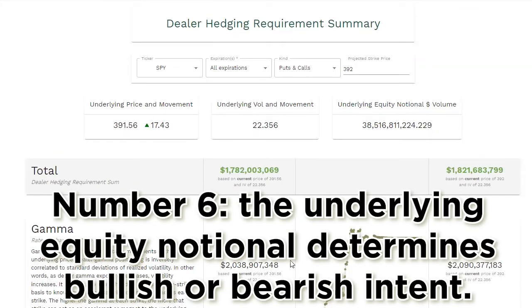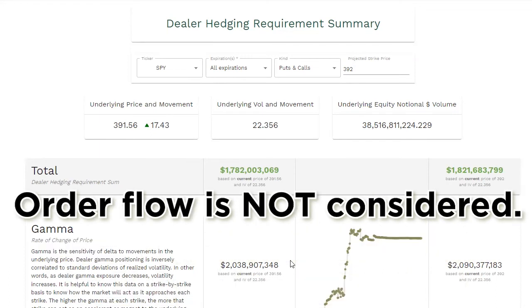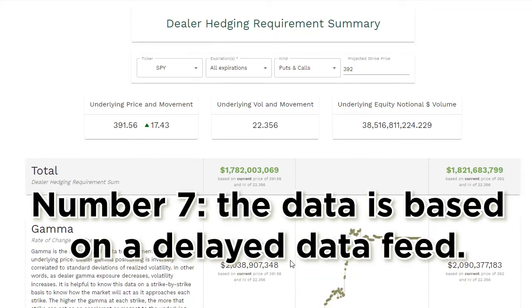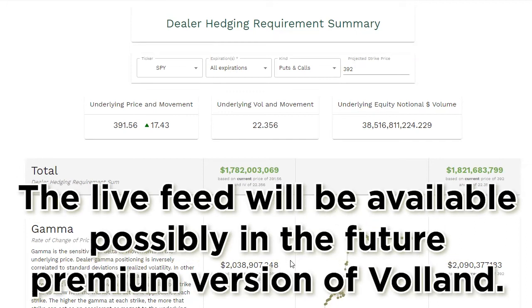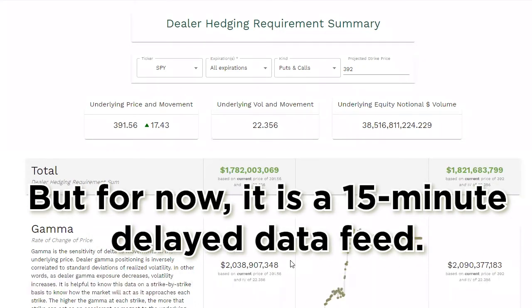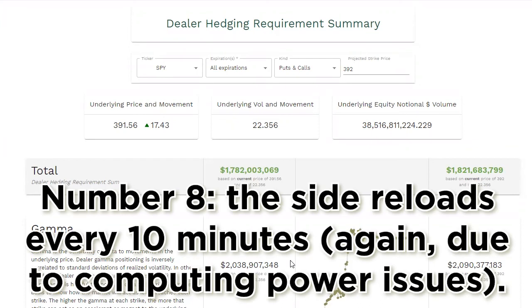Number 6, the underlying equity notional determines bullish or bearish intent. Order flow is not considered. Number 7, the data is based on a delayed data feed. The live feed will be available possibly in the future premium version of Volland, but for now it is a 15-minute delayed data feed. Number 8, the site reloads every 10 minutes, again due to computing power issues.